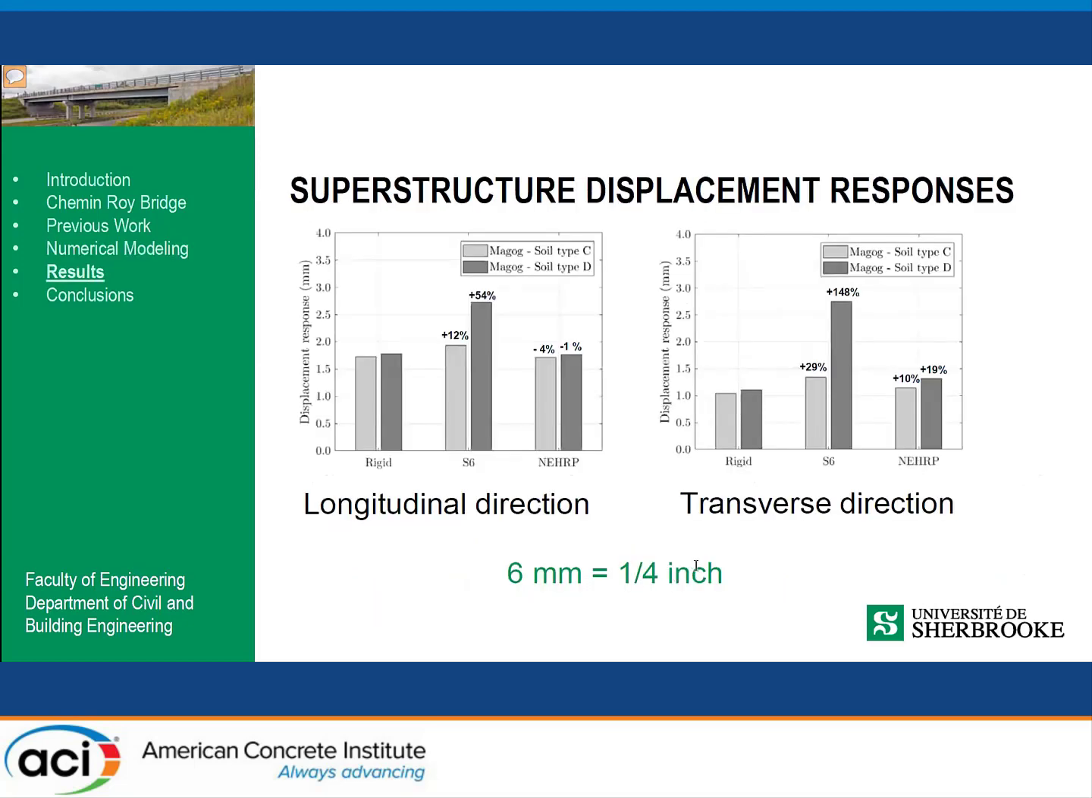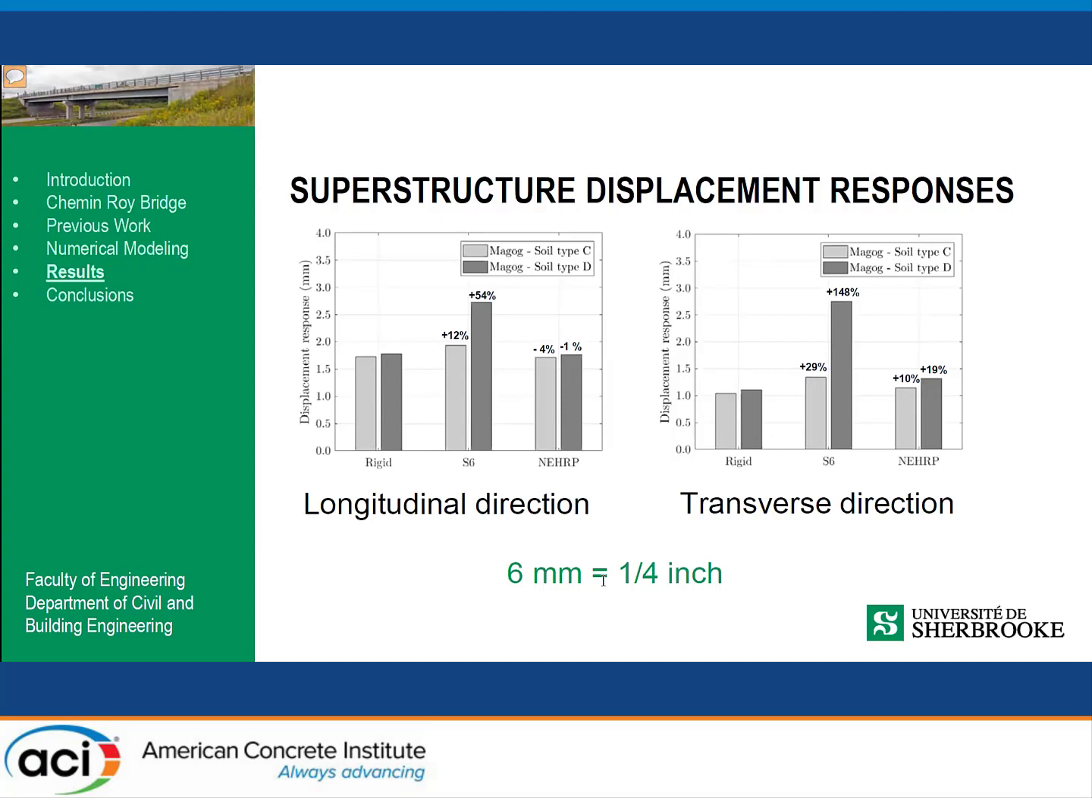So you get the results now. And I think I'm still on time because I'm on the results already. What you get here is the displacement response in the longitudinal direction and the transverse direction, and we compare the rigid model, the simplified model in the CHBDC S6-14, and in the NEHRP guide. I have the results here in millimeters. I gave you just an idea what it means in inches, so if some of you are not familiar with the metric system, you can have an idea.